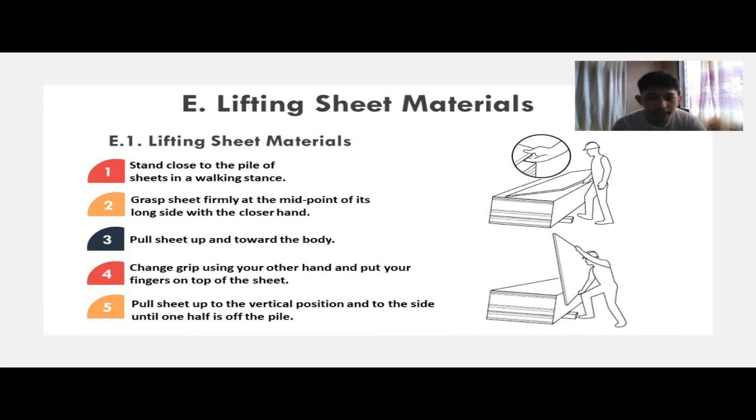So, the first thing is to stand close to the pile of sheets in walking stance. The next one is to grasp the sheet firmly at the midpoint of its long side with the closer hand. You can see that in the figure below. The third thing is to pull the sheet up and toward the body. The fourth one is to change grip using your other hand and put your fingers on top of the sheet. The fifth one is to pull the sheet up to the vertical position and to the side until one half is off the pile.